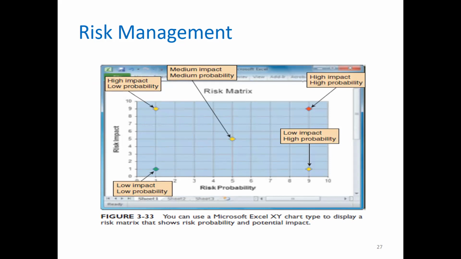Depending on the nature and magnitude of the risk, the final decision might be made by the management. Possible magnitudes of risks include low impact, low probability; high impact, low probability; medium impact, medium probability; high impact, high probability; and low impact, high probability.